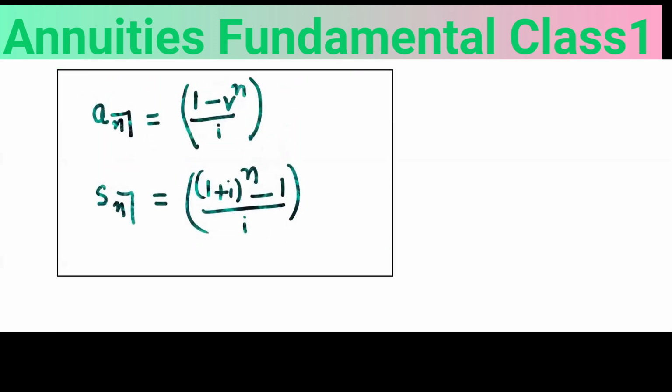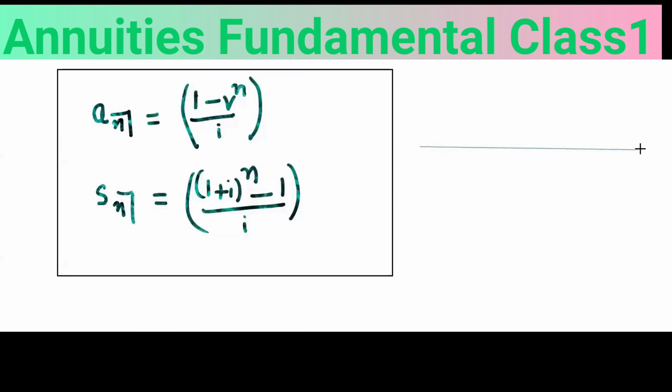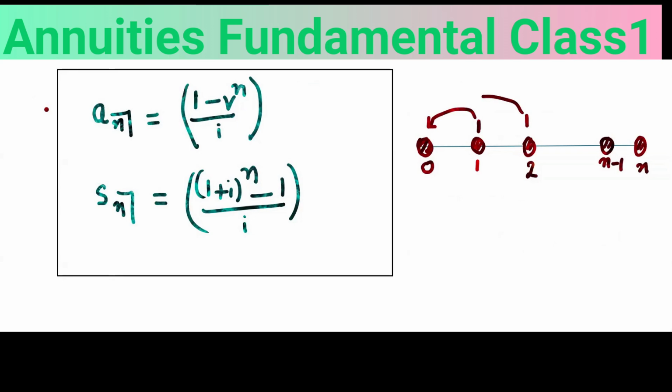Now for the derivation, let me write here only. We'll not use a lot of space. I think with this we'll be able to derive the formula. This is my 0. This is 1. This is 2. And this is n. Here I have n minus 1. So one present value you need to find here, one present value here, one here, and one here.